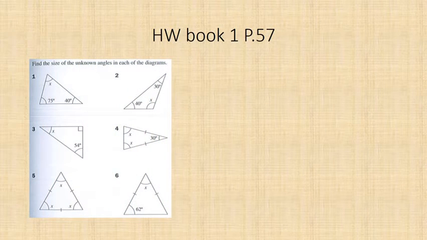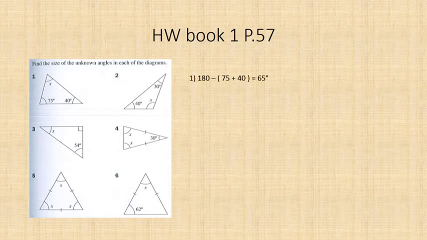Here it's angles in triangles. Find the size of unknown angles in each of the diagrams. Here I know that the sum of angles inside any triangle is going to be 180 degrees. So all you're going to do to get the missing angles is add the two other angles and subtract them from 180 to find x, for example. Here in question 1, 180 minus 40 plus 75 is going to be equal to 65 degrees. This is for the first triangle. For the second triangle, I'm adding 30 plus 40, it's 70. I will subtract it from 180, so x is going to be 110.